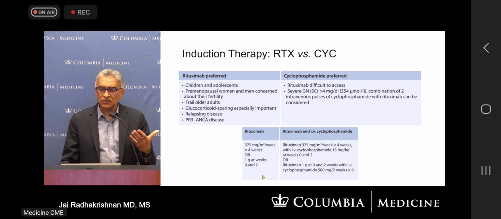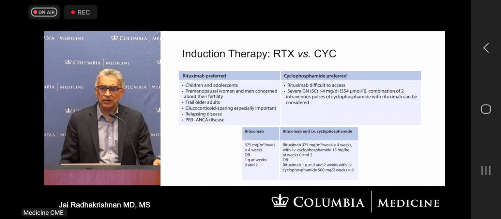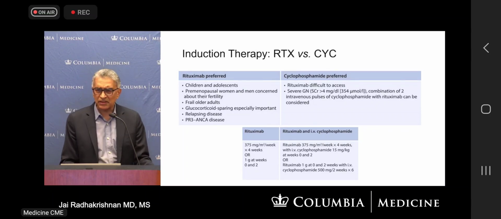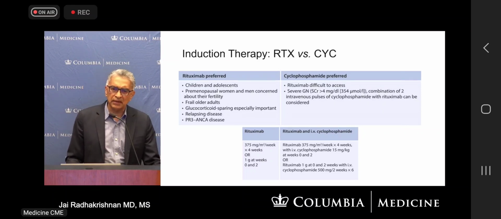And you can go either into the 375 milligrams per meter squared per week times 4 weeks, or a gram at baseline and at 2 weeks. And then if you're planning to use cyclophosphamide, it's 15 milligrams per kilo based on the RITUXVAS trial, and that can be given in 2 doses at weeks 0 and 2.